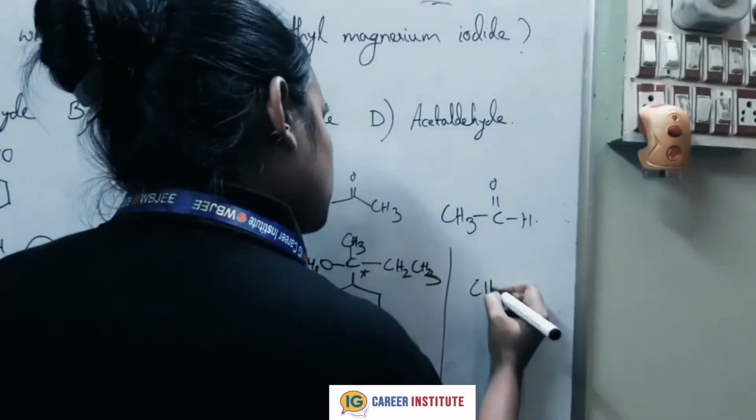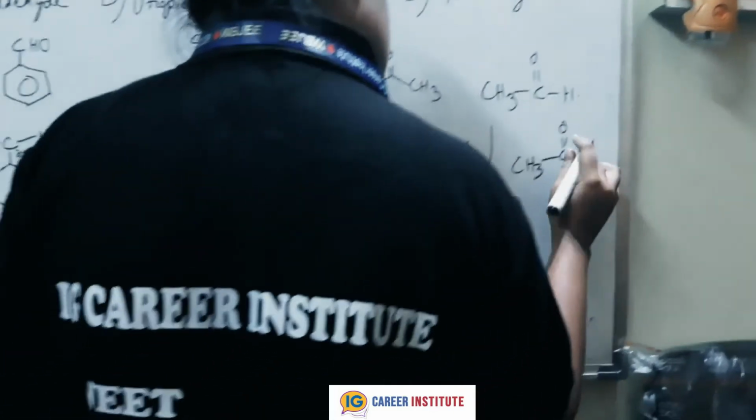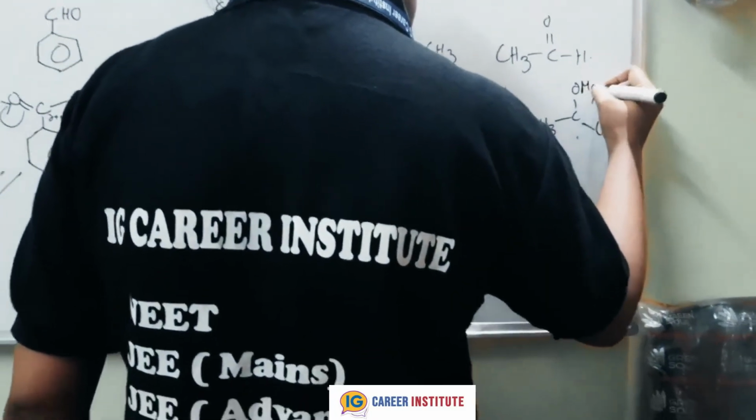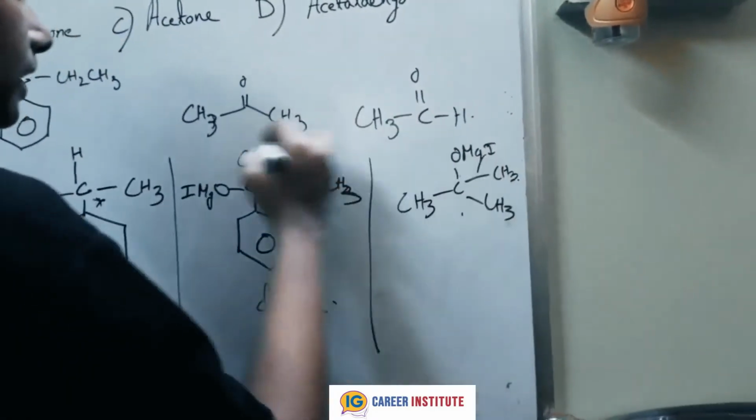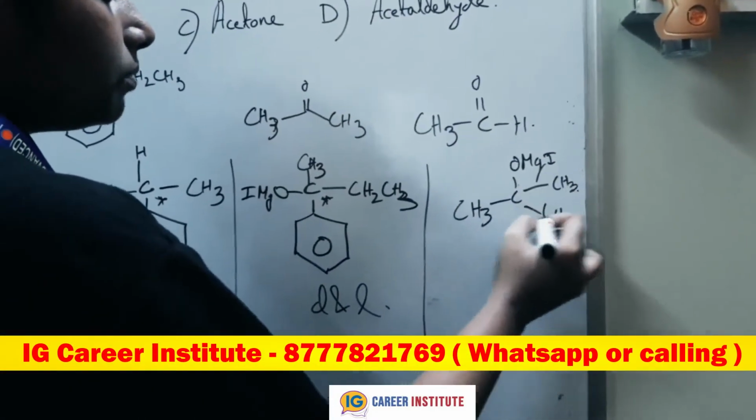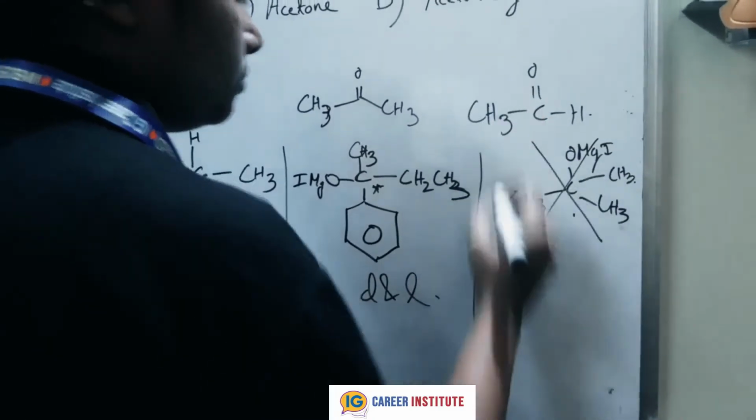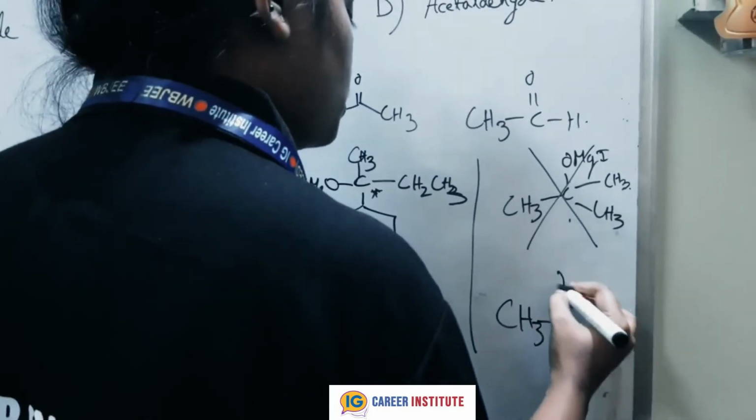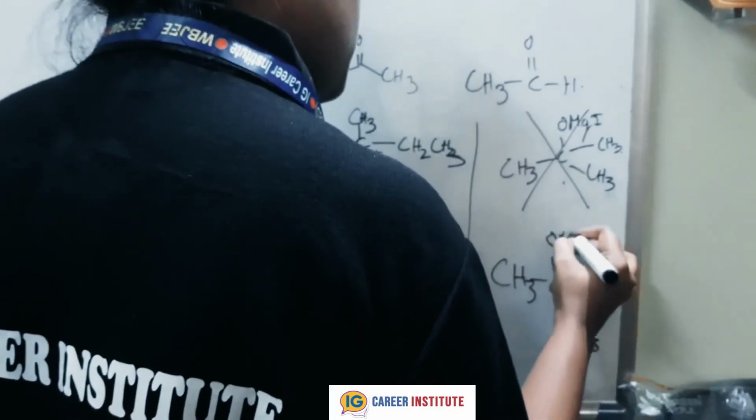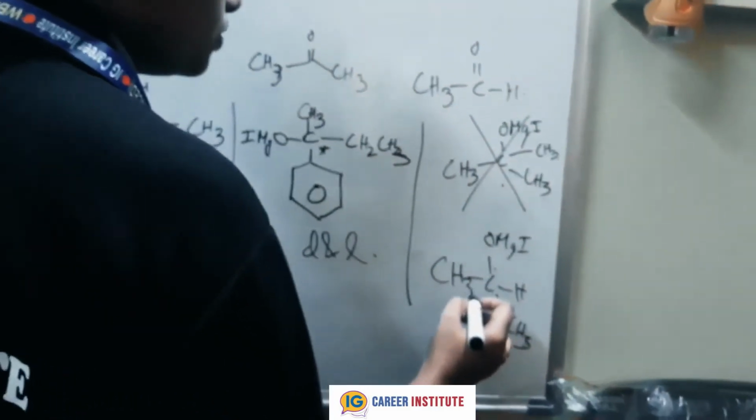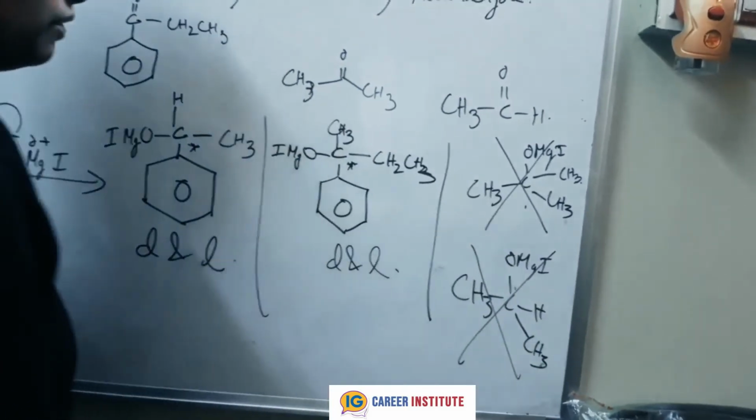Next check out this one, acetone, CH3 C double bond O CH3. On getting attacked by a methyl, this oxygen will become OMgI, and another hand will have a methyl group. Now there are 3 methyl groups on the carbon's 3 hands, so it's not chiral, so it won't give an enantiomeric product. Similarly, CH3 C double bond OH on being attacked by a methyl group, the methyl will come here and this will be OMgI. This is also not chiral, because this carbon has 2 methyl groups on 2 of its hands. So this will also not give an enantiomeric product.